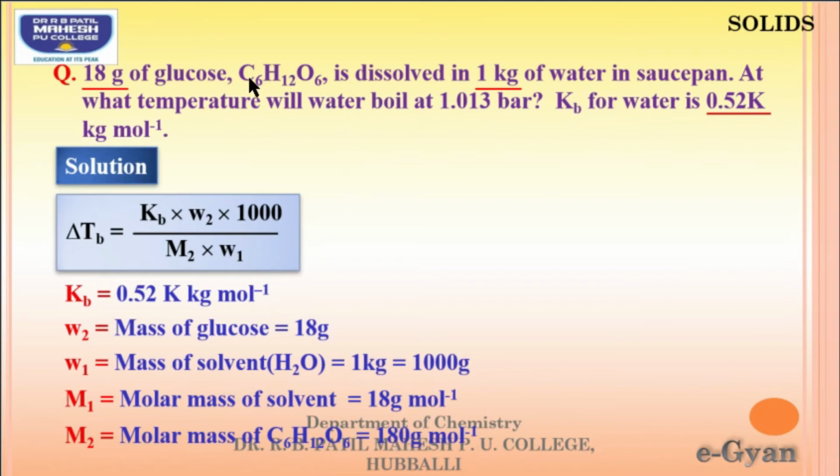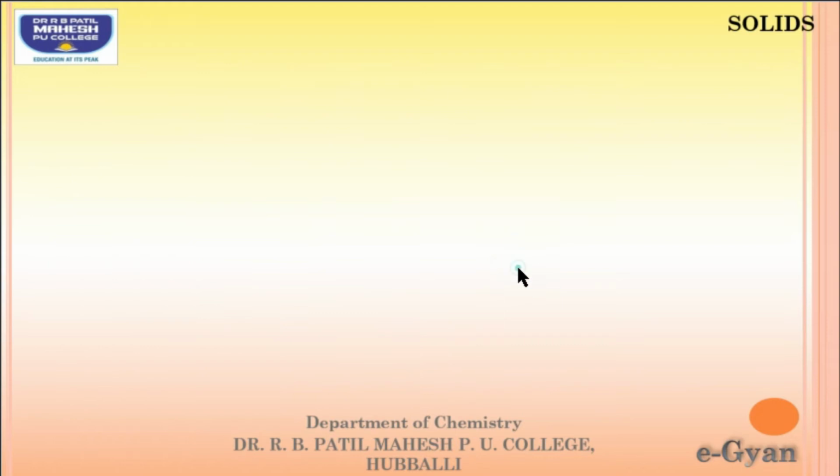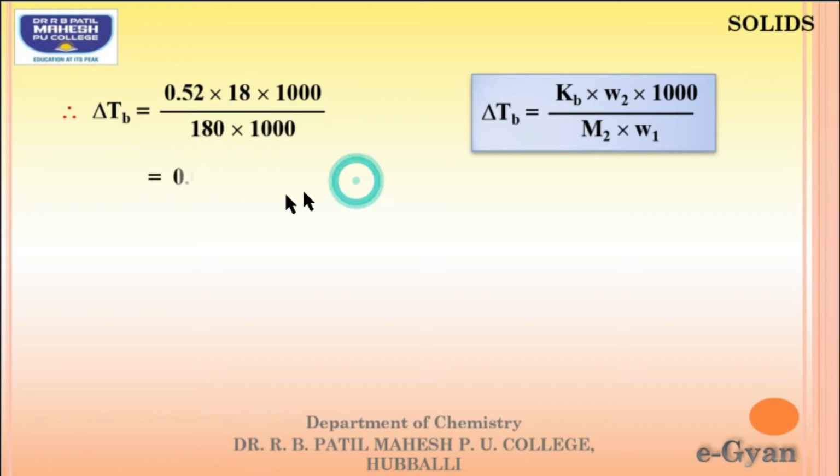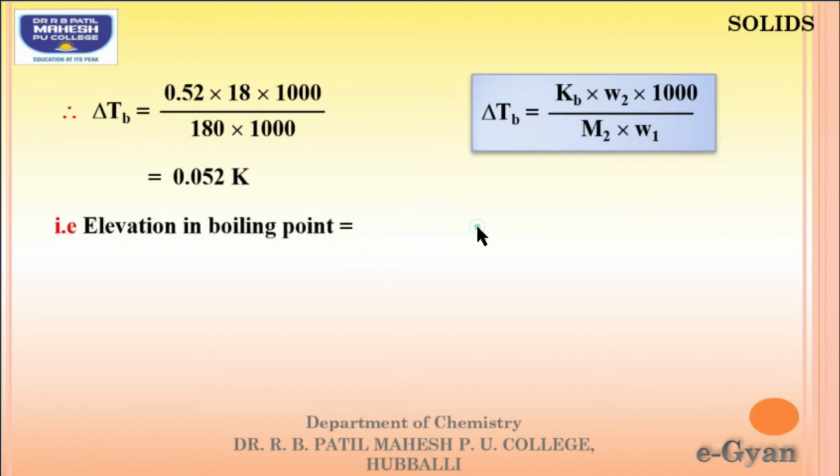You must know how to calculate the molecular mass of glucose, C6H12O6: 12 into 6 plus 1 into 12 plus 6 into 16, total equal to 180. So substitute these values. Delta Tb is equal to 0.52 into 18 multiplied by 1000 divided by 180 into 1000. The 1000 gets cancelled. 18 divided by 180 is 1 by 10. 0.52 divided by 10 is equal to 0.052 Kelvin. So the elevation in boiling point is 0.052 Kelvin.